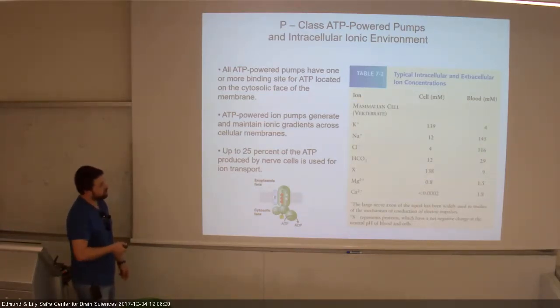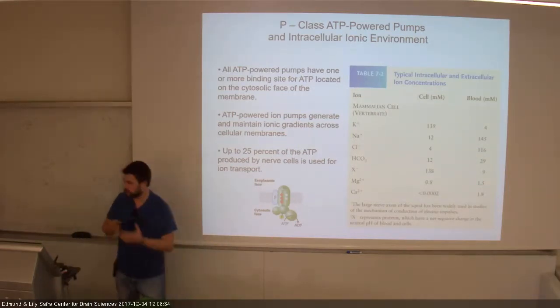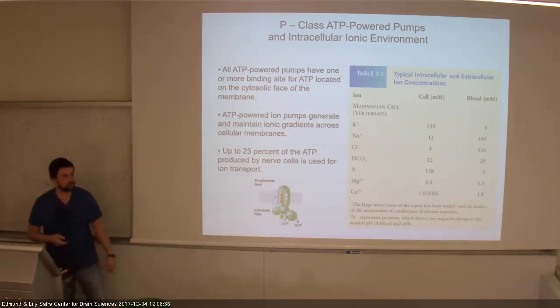These pumps are in charge. They are the ones that maintain this concentration gradient. If we didn't have these pumps, then the concentrations would be similar, or equal, between the internal part and the external part of the cell.